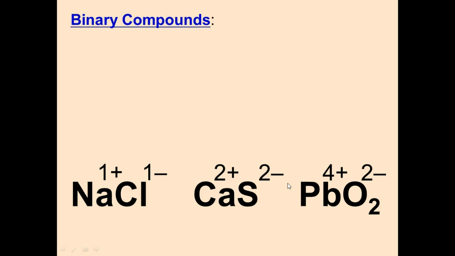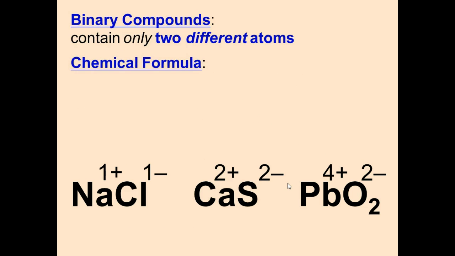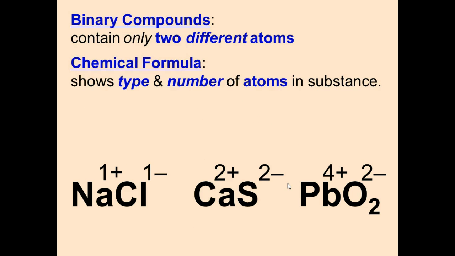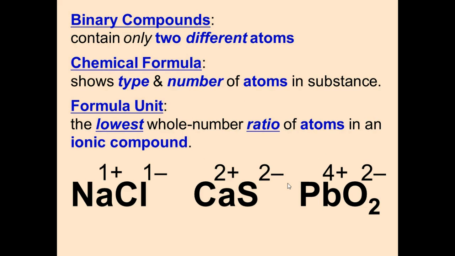And binary compounds are compounds that only contain 2 different atoms. And a chemical formula shows the type and number of atoms in a substance. And a formula unit is the lowest whole number ratio of atoms in an ionic compound. So the important part is lowest whole number ratio. If you can divide both of these by a common factor, then it's not the lowest whole number ratio.